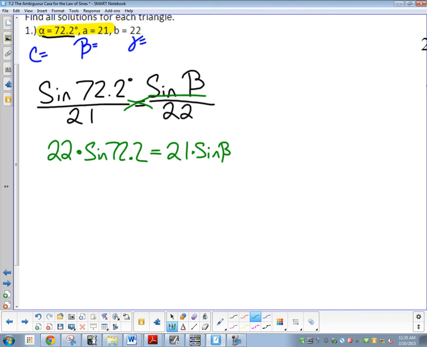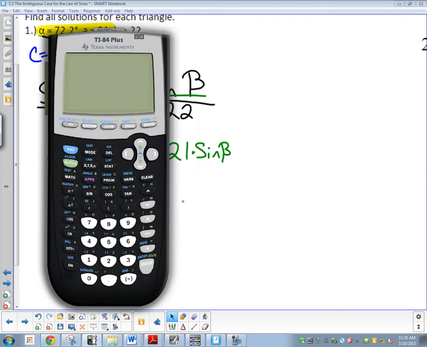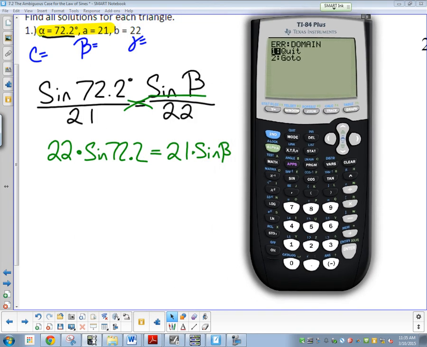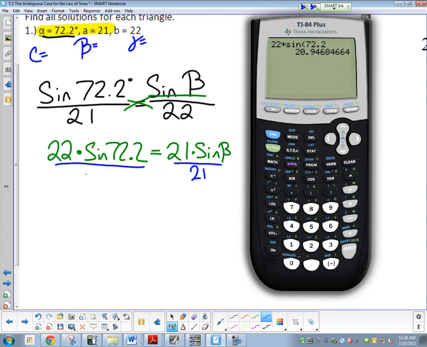So yesterday we got better at doing this quickly. But you multiply the 2 that you know and divide by the one you don't know. So I'm going to take 22 times sine of 72.2. I get that. And then what do I need to do with that? Not yet. No, not rounding at all. Divide it by 21 because I'm trying to get beta by itself. So we're going to divide by 21. So take that and divide by 21. I get that.